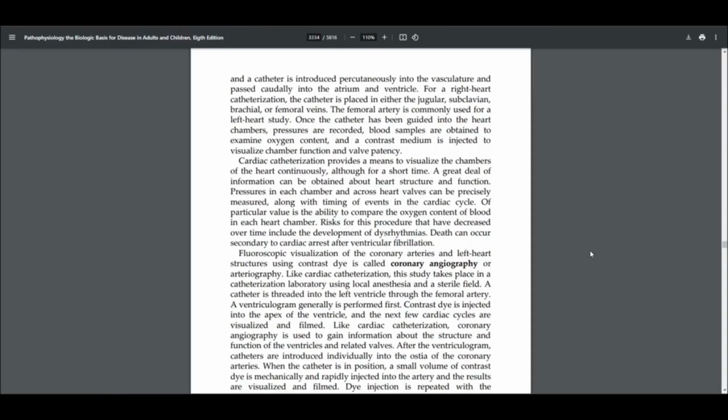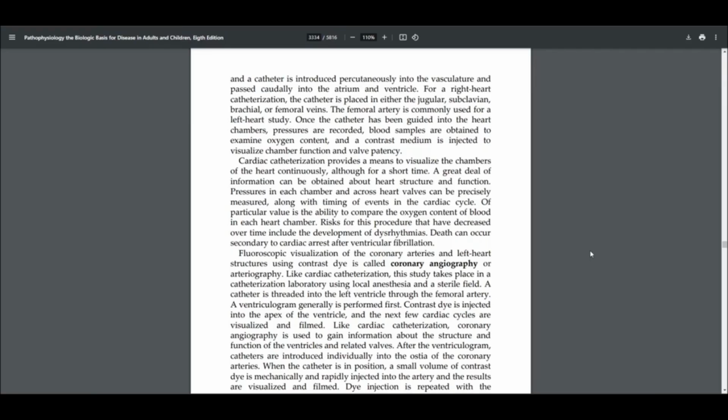The femoral artery is commonly used for left heart study. Once the catheter has been guided into the heart chambers, pressures are recorded, blood samples are obtained to examine oxygen content, and a contrast medium is injected to visualize chamber function and valve patency. Cardiac catheterization provides a means to visualize the chambers of the heart continuously, although for a short time. A great deal of information can be obtained about heart structure and function.